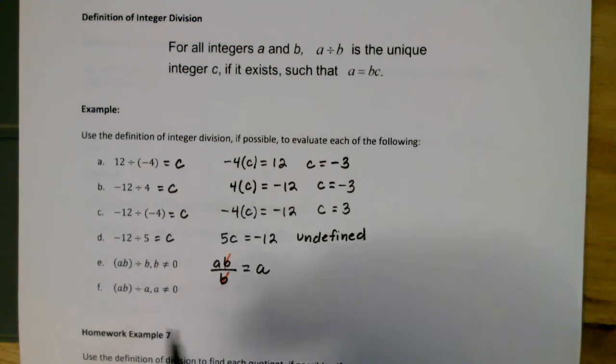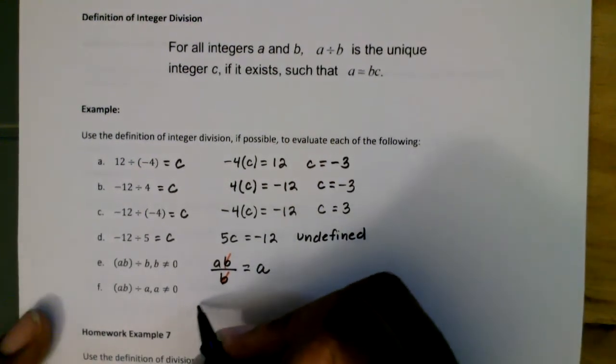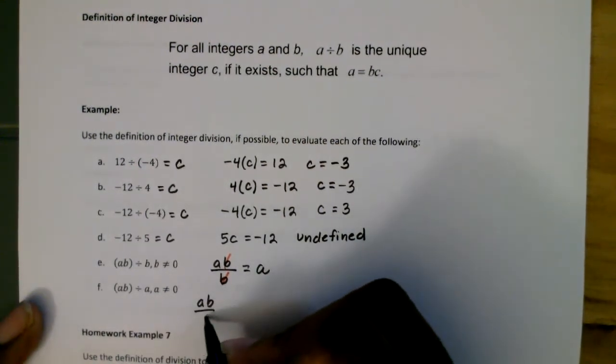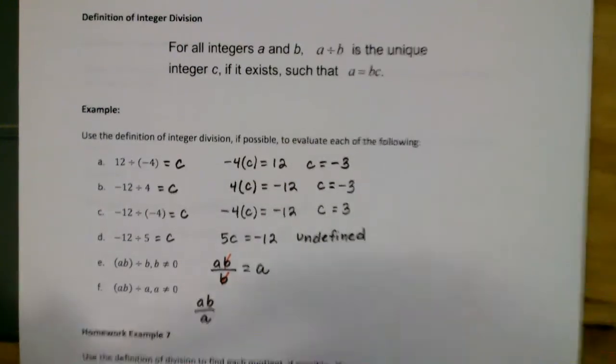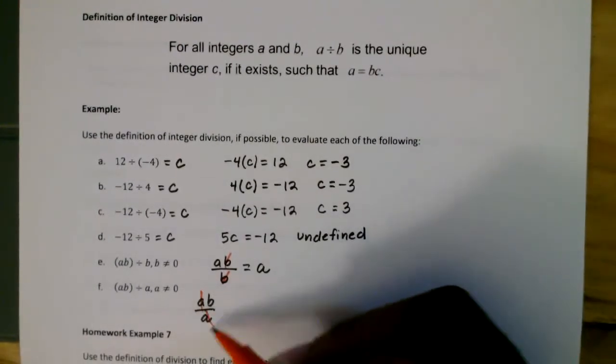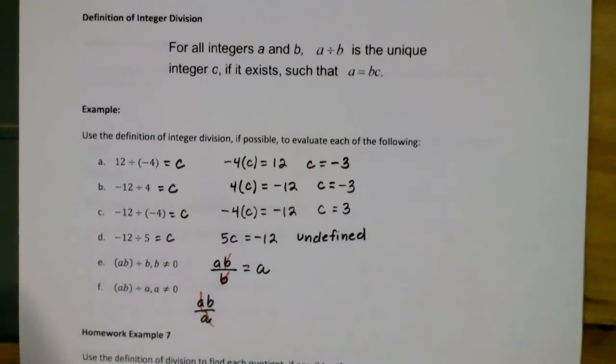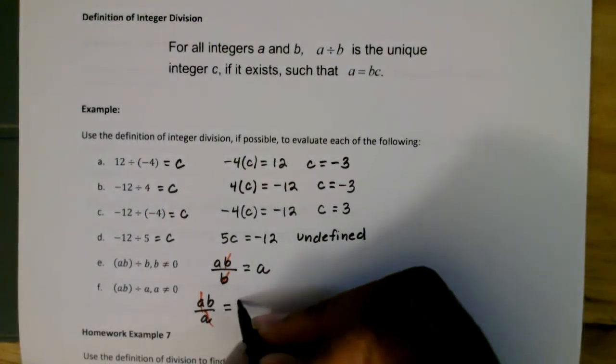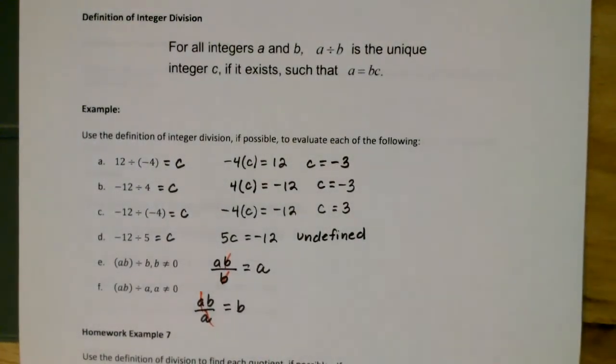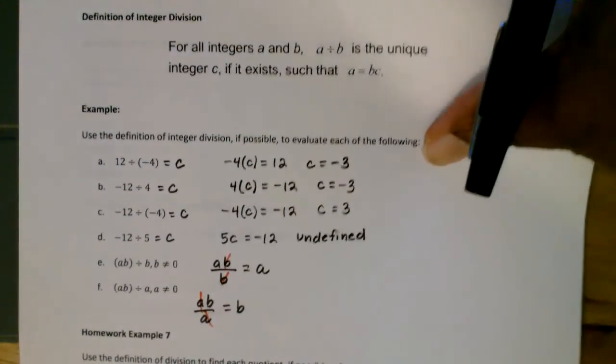And on a similar note, AB divided by A, where A is not equal to 0, can be written like this. And as long as A is not equal to 0, I can divide out the A, and you'll be left with just B. So AB divided by A would be B. Okay.